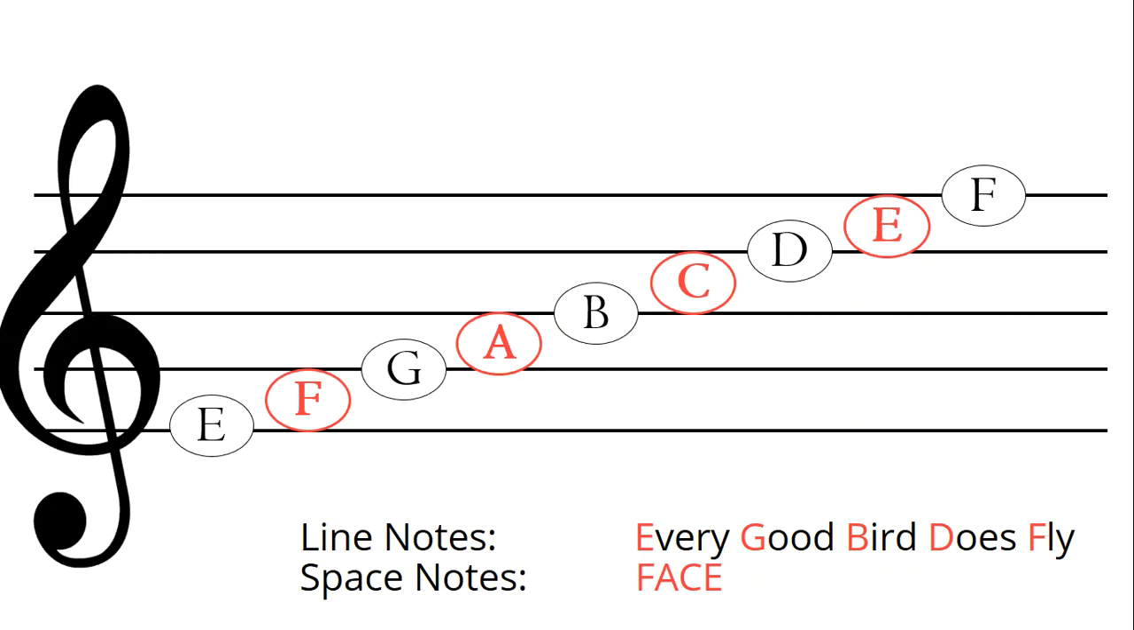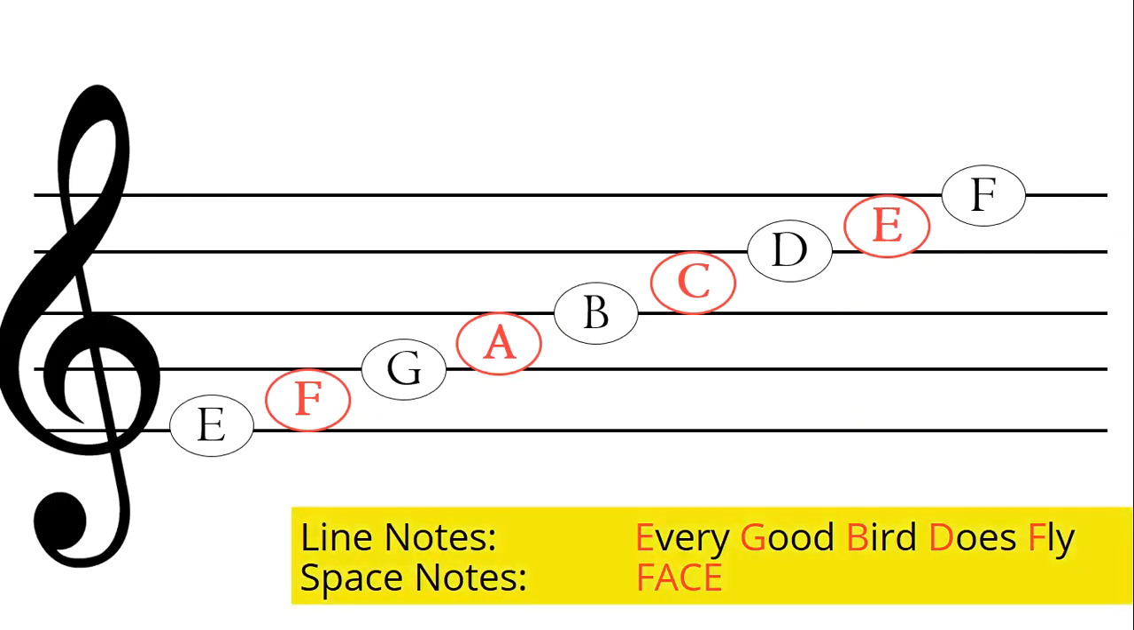So on which octave do you need to play these notes? Remember, the middle C of the treble clef comes before the first line of the staff. So these notes are to be played on the middle octave. From E to B, so E, F, G, A, B, it is on the 3rd octave. If it is a 5-octave keyboard, it is on the middle octave. Then C, D, E, F is on the 4th octave. Remember this, every good bird does fly is used for line notes, and for space notes we use FACE.